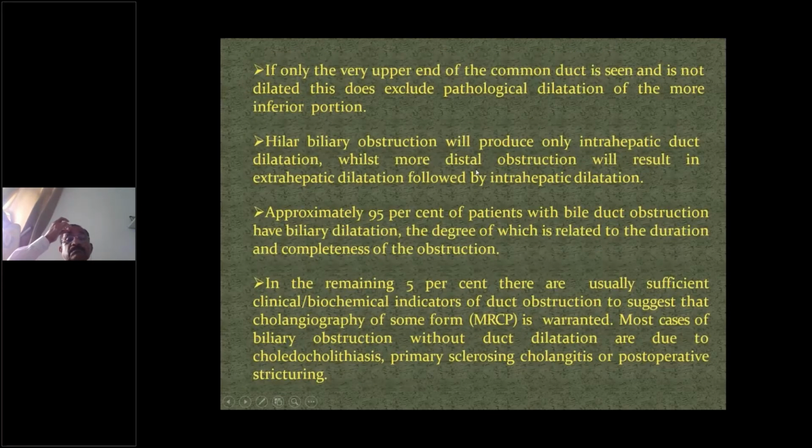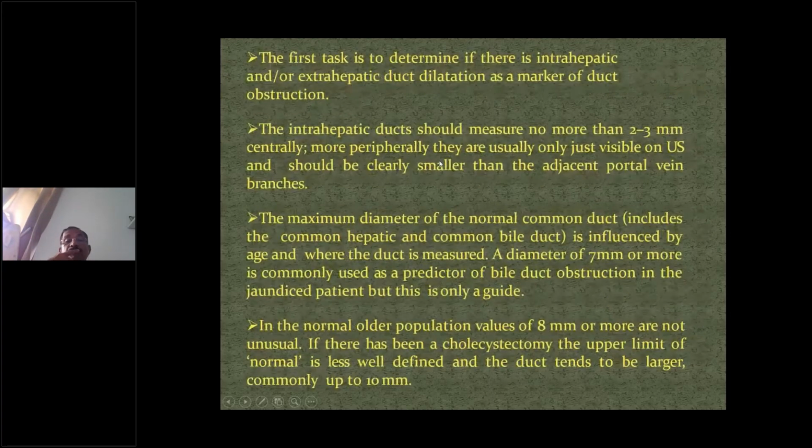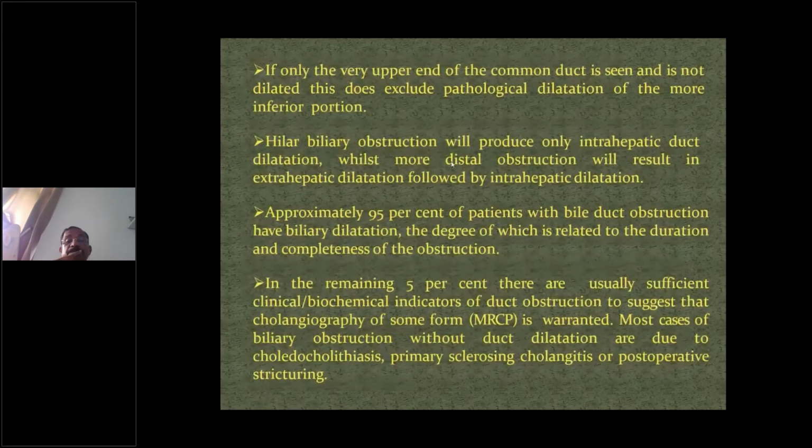And if on the ultrasound we are only able to see the upper portion of the common bile duct, and it is not dilated, this does not exclude pathological dilatation of the more inferior portion, because the distal CBD is usually very difficult to see on ultrasound because of the bowel gas. So if the proximal CBD is seen and it is normal, then we exclude major pathological obstruction lower down. Now, depending on the anatomical level of obstruction, if there is hilar obstruction, there will be only intrahepatic duct dilatation, while distal CBD obstruction will result in extrahepatic dilatation first, followed by intrahepatic dilatation.